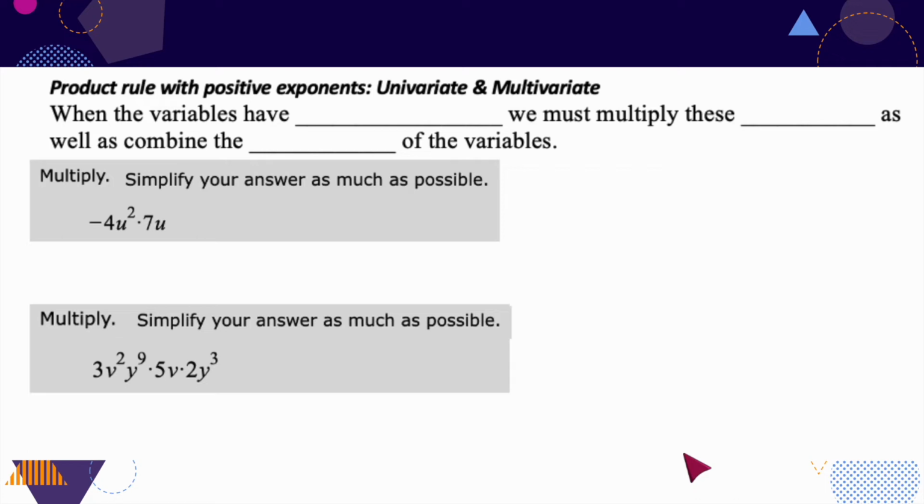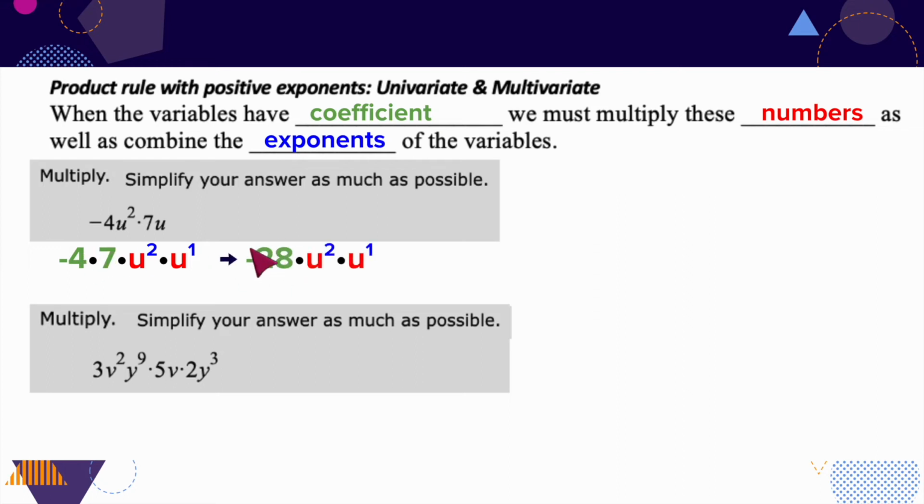We also have product rules with positive exponents that we can multiply with our coefficients. When the variables have coefficients, we must multiply these numbers, that's what a coefficient is, as well as combine the exponents of the variables. We're going to simplify our answer as much as possible. So we have negative 4u squared times 7u. We multiply the coefficients, negative 4 and 7, and then deal with the variables and their exponents. Negative 4 times 7 is negative 28.